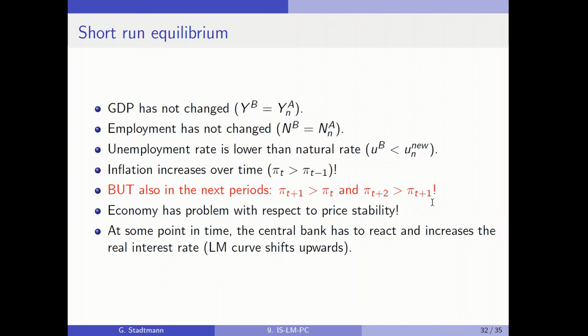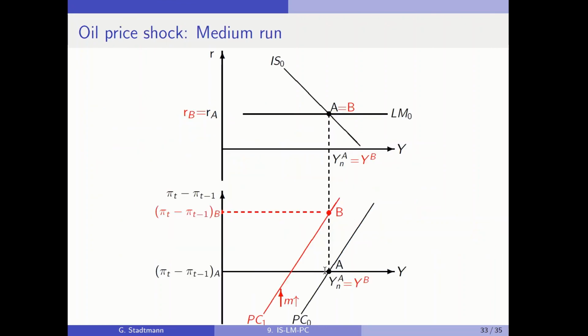And at some point in time, the central bank will react and will increase the real interest rate so that the LM curve shifts upwards. Let's analyze this action of the central bank in the diagram you're already familiar with. We are right now in scenario B. The inflation rate increases over time, and the economy has a problem with respect to price stability.